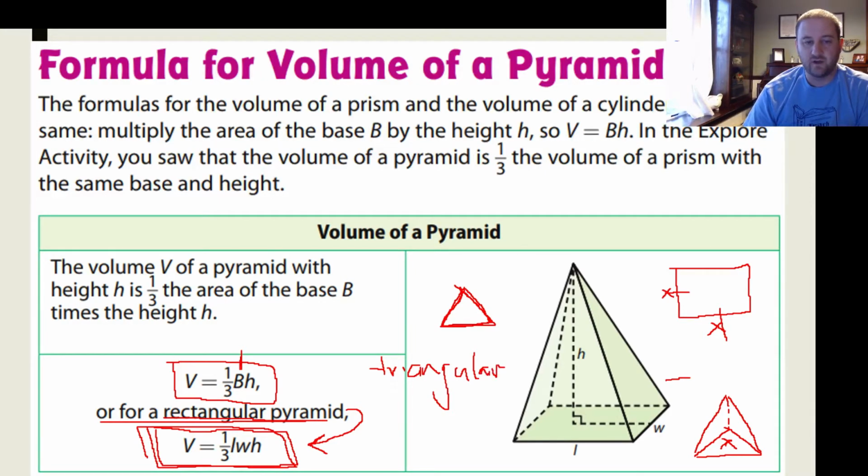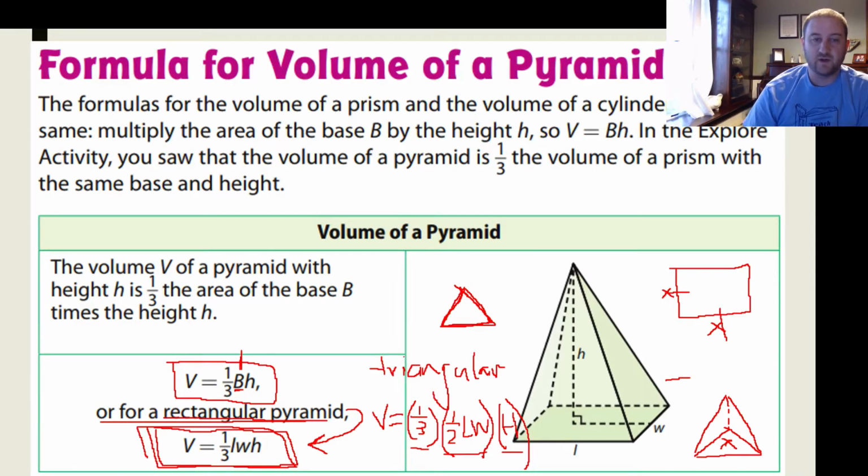you're going to want to use something similar. It's going to be volume equals 1/3, but then for the base part, you're going to do 1/2 length times width, and then take that times the height. So it's 1/3 times 1/2 length times width times the height. Okay?